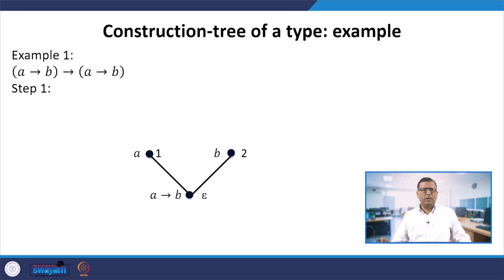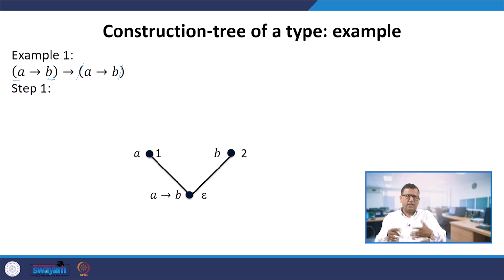So we take a simple example like A arrow B arrow A arrow B. Remember that if we had not written this parenthesis, it would have still meant this one, because arrow is right associative. However, this one we cannot throw away. This one we cannot throw away. We have to keep A arrow B.